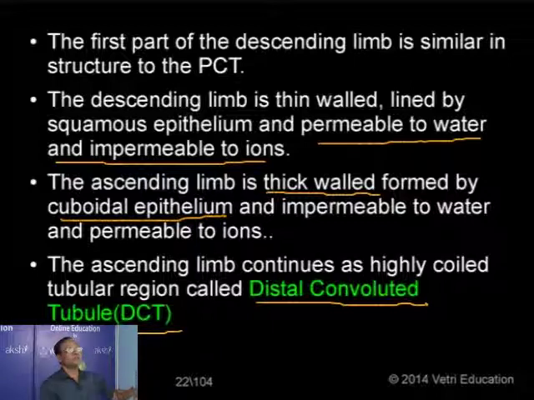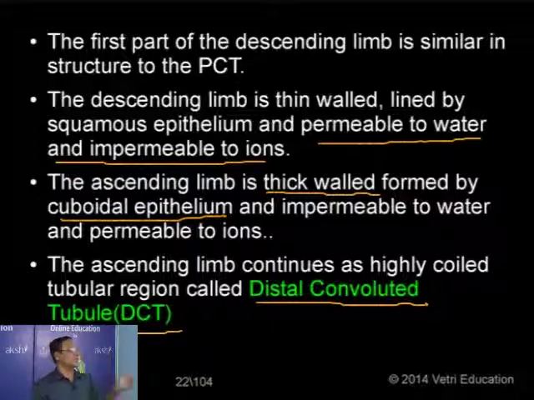So the descending and ascending limbs differ in their permeability. The descending limb is more permeable to water, and the ascending limb is more permeable to ions and impermeable to water. They are working in an opposite manner. That is why it is helpful for keeping the urine more or less concentrated while it is reaching the last part of the nephron. This is because of the effect of these two.